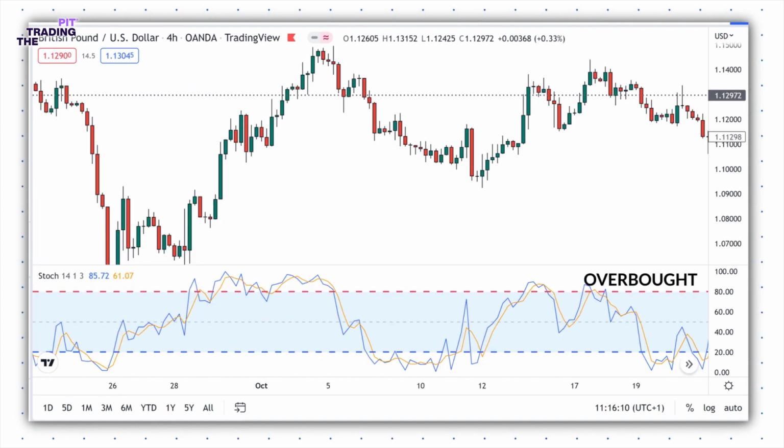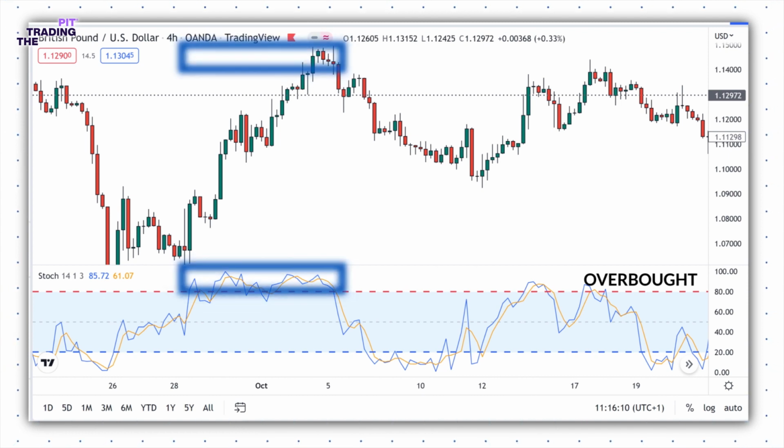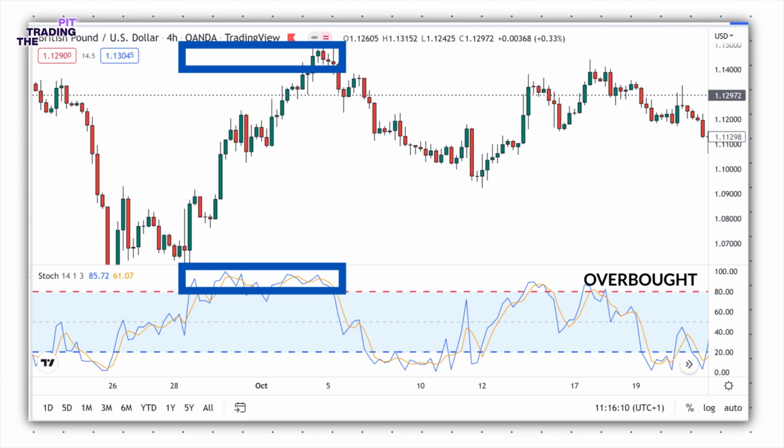Looking at the currency chart here, you can see that the indicator has been showing overbought conditions for quite some time. Based on this information, you can guess where the price might go. If you said the price would drop, then you are absolutely correct. Because the market was overbought for such a long period of time, a reversal was bound to happen.